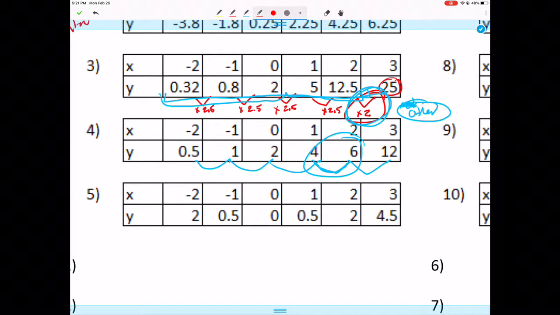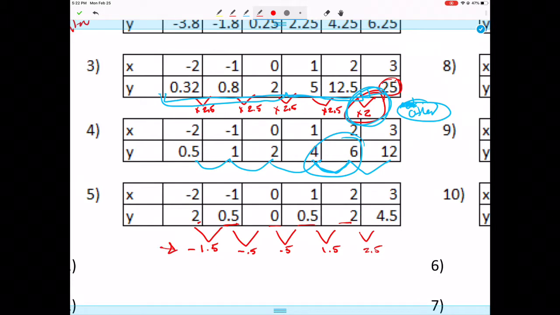Let's look at 5. So here, looking at this, 2, a half, 0, a half, 2. So you're thinking, well, since it goes down and then it goes up, we're thinking quadratic, but let's prove it. So first difference, that gives us negative 1.5. Difference here is negative 0.5. Difference here is 0.5. Difference here is 1.5. And here the difference is 2.5. So definitely not linear, because if it's linear, these should all be the same.